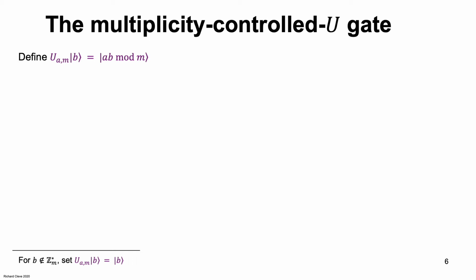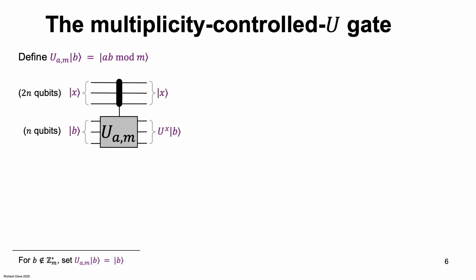For each b in Z star m, the effect of applying U to ket b is to multiply b by a in the ket. There's a technical detail about what U does if b is the binary representation of an integer that's not in Z star m. In that case, U can be defined to just do nothing, as indicated in the footnote below. The interesting case is where b is in Z star m.